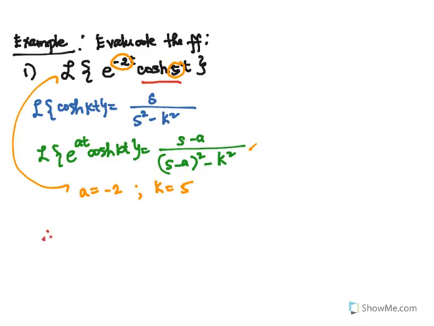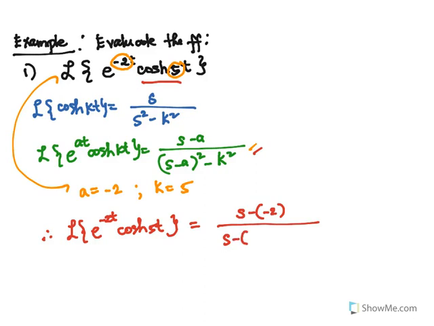Therefore, the Laplace transform of e to the negative 2t cos 5t, taking this form, is just equal to s minus minus 2 all over s minus minus 2 squared minus k, which is 5. Okay, so that's 5 squared. Or you have s plus 2 over s plus 2 squared minus 25.